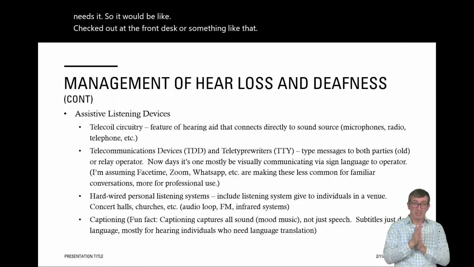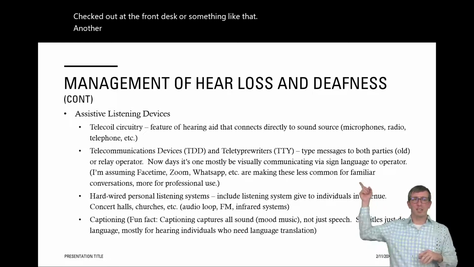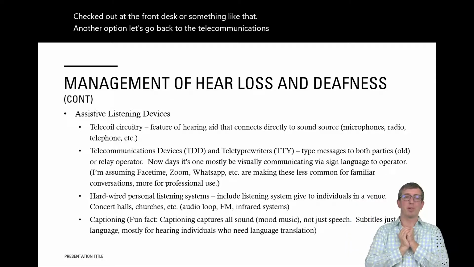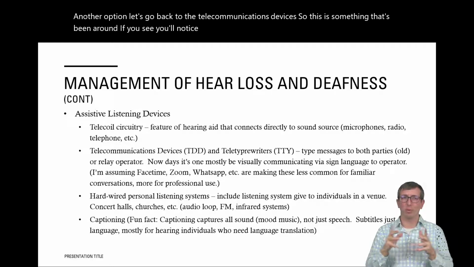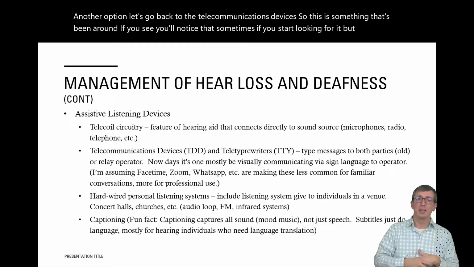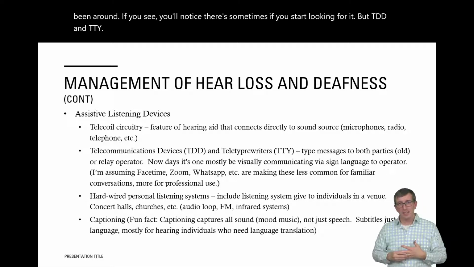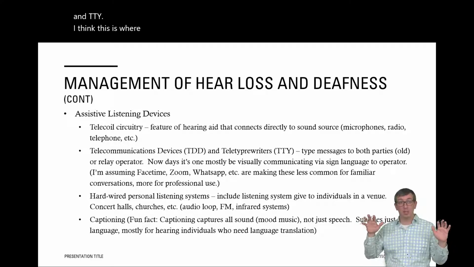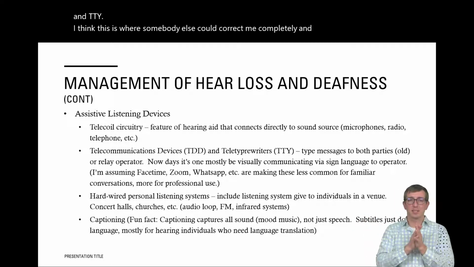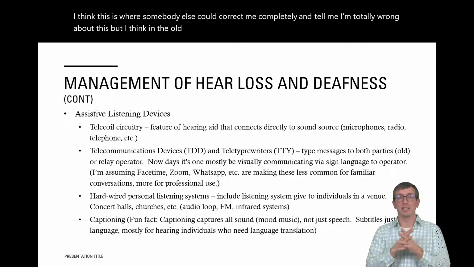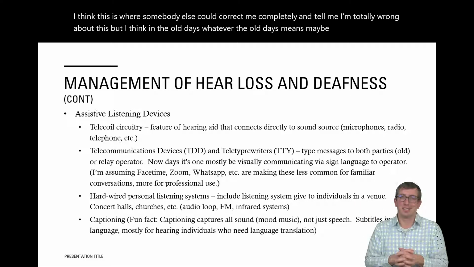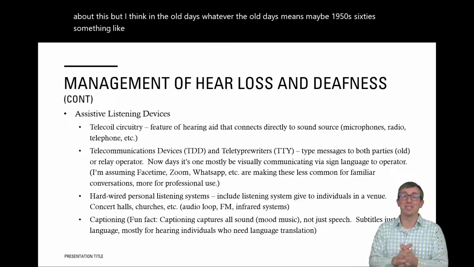Another option, let's go back to the telecommunications devices. So this is something that's been around. You'll notice this sometimes if you start looking for it, but like TDD and TTY, I think this is where somebody else could correct me completely and tell me I'm totally wrong about this. But I think in the old days, maybe 1950s, 60s, something like that, I have no idea when this was.